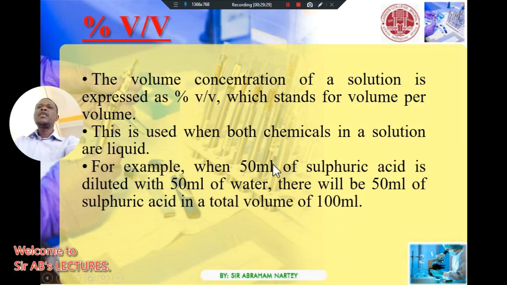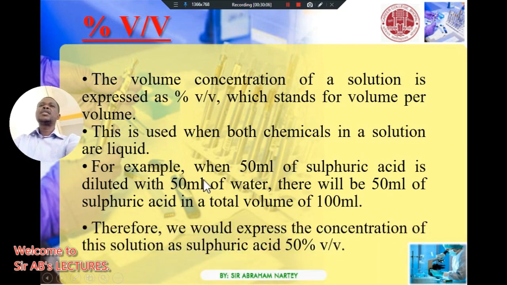So for example, when 50 milliliters of sulfuric acid is diluted in 50 milliliters of water. In this case, both the solutions are equal in volume. But because the water is doing the dissolution, this water will act as the solvent, and the sulfuric acid will act as the solute. And we are having a final solution of 100 milliliters. So 100 milliliters means that we have 50% of the sulfuric acid in this 100 milliliters. So that is the meaning of it.